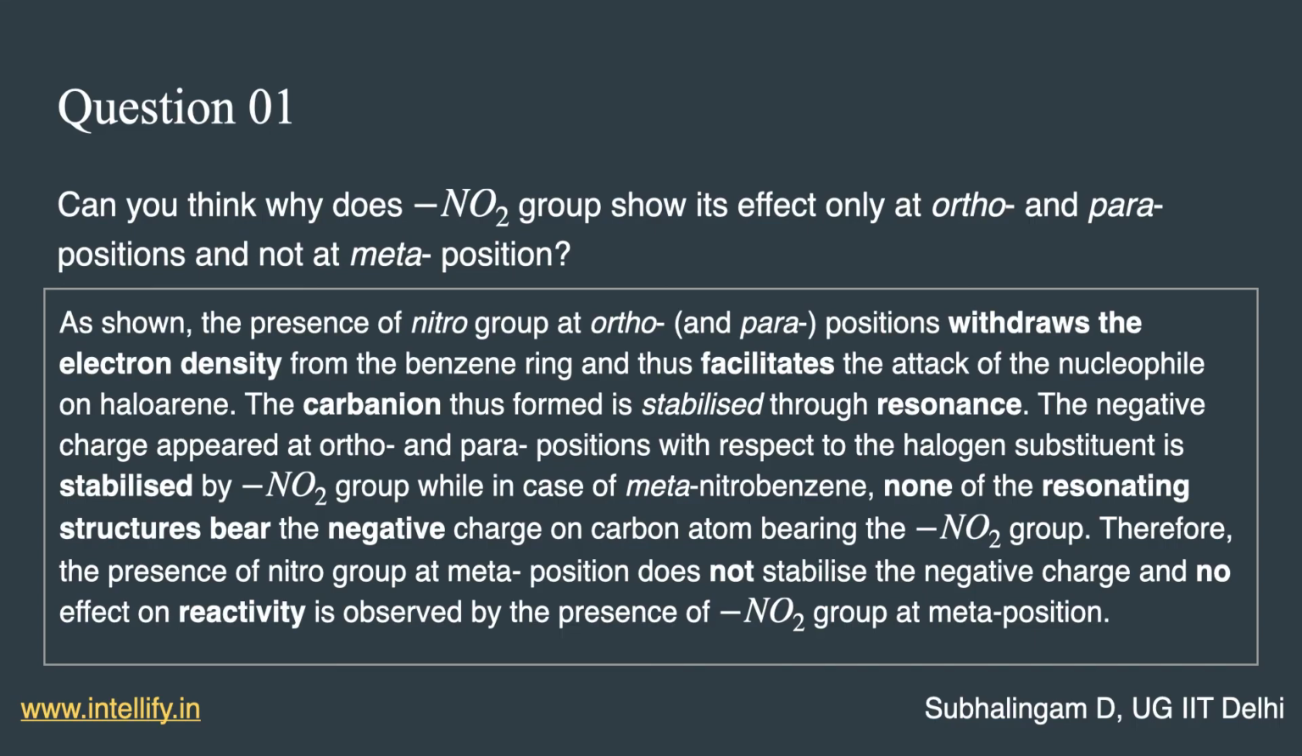The negative charge appearing at ortho and para positions with respect to the halogen substituent is stabilized by NO2 group, while in case of meta nitrobenzene, none of the resonating structures bear the negative charge on the carbon atom bearing the NO2 group. Therefore, the presence of nitro at meta position does not stabilize the negative charge and no effect on reactivity is observed by the presence of NO2 group at meta position.